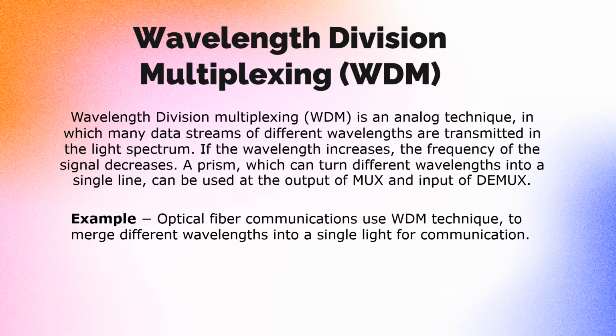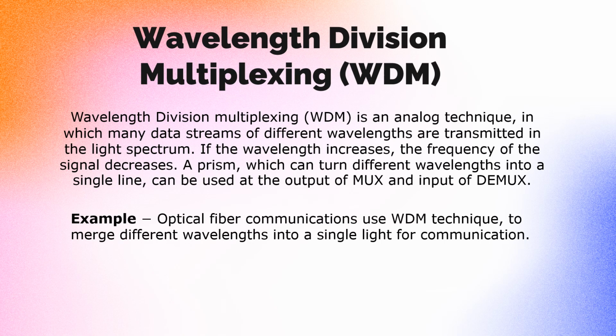Wavelength division multiplexing is an analog technique, obviously, in which many data streams of different wavelengths are transmitted in the light spectrum. So in frequency division multiplexing, the different channels come under a cable. In wavelength division multiplexing, the data streams of different wavelengths are transmitted in the light spectrum. If the wavelength increases, the frequency of the signal decreases. A prism which can turn different wavelengths into a single line can be used at the output of multiplexers and input of demultiplexers.